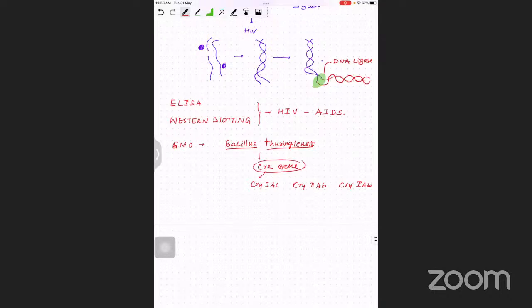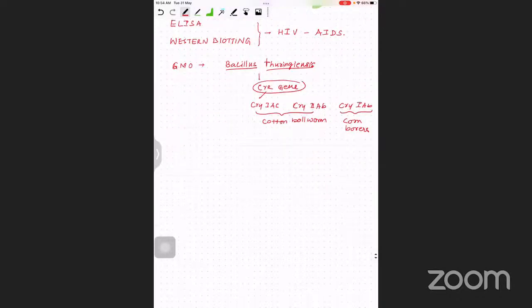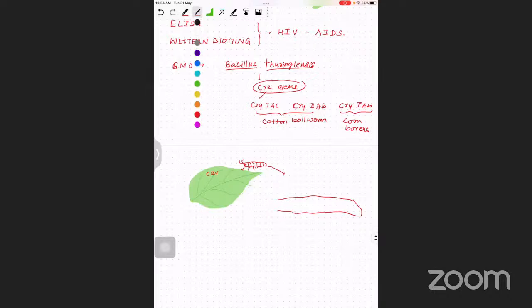What these cry genes do is they help in controlling different insects. For example, cry1AC and cry2AB will control cotton bollworm, whereas cry1AB controls corn borers. So when we have a plant, say this is a leaf, and we introduce that plant with the cry gene, if any insect comes and feeds on that plant part, then what happens? The insect has an elongated, tubular alimentary canal.